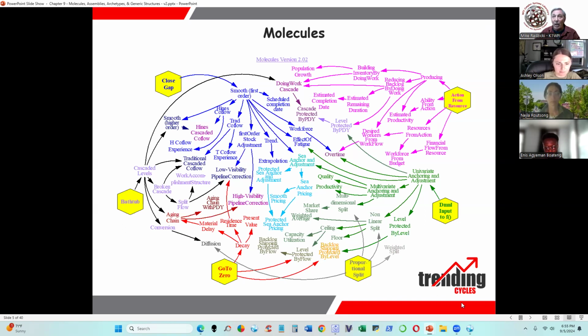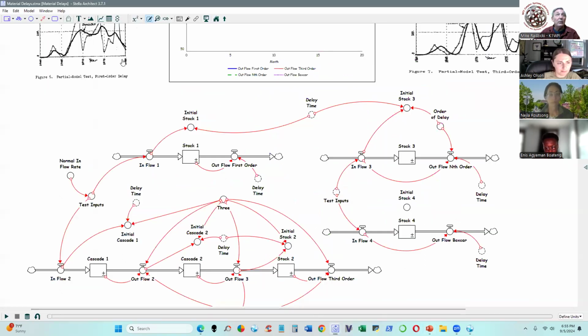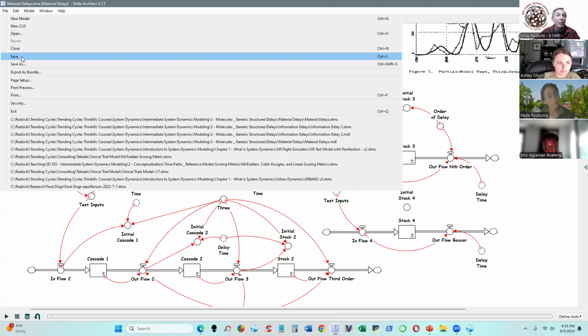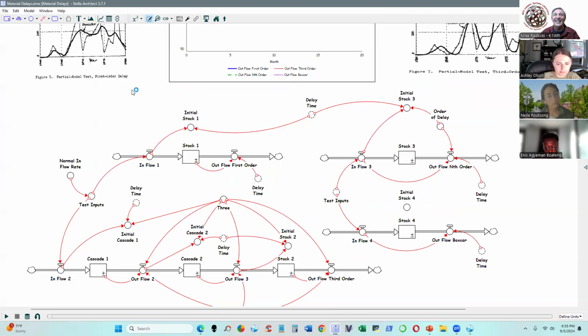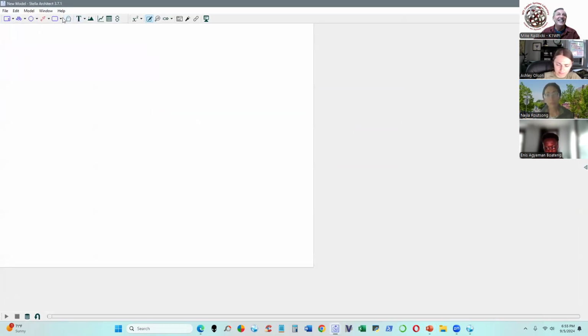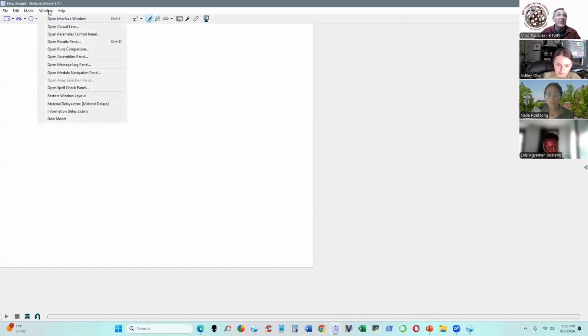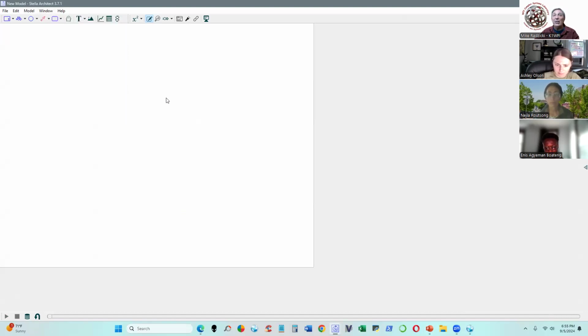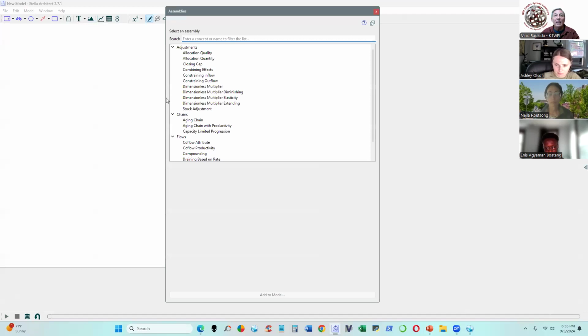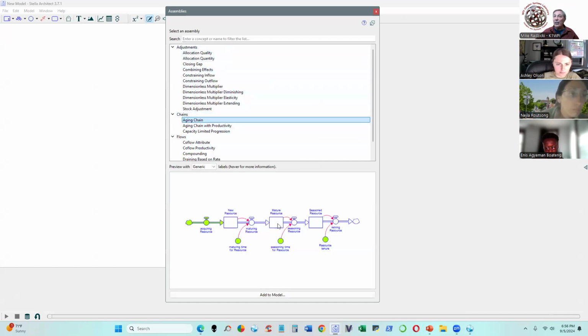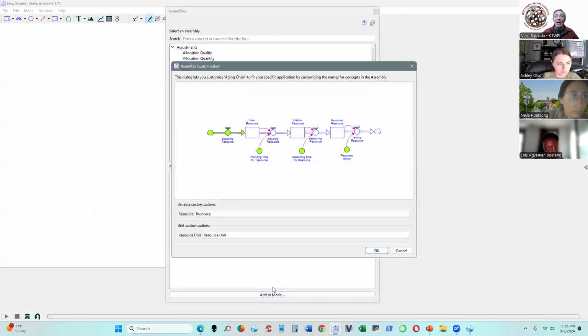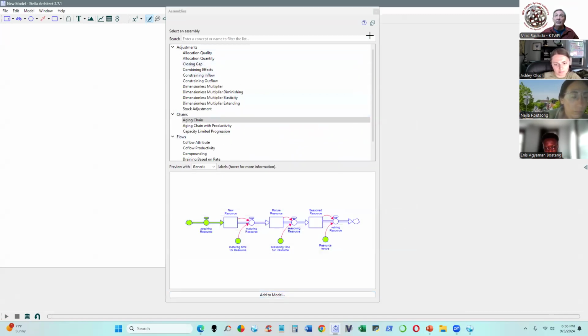And if you were to go to Stella, we have other stuff going on here that maybe we'll get to today. I hope so. If you go to the assemblies panel, it's the same thing. It doesn't have this nice picture, but if you want an aging chain, here we go. Add to model.